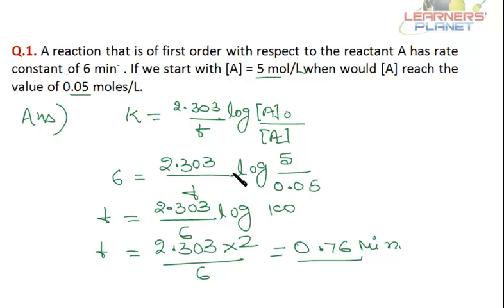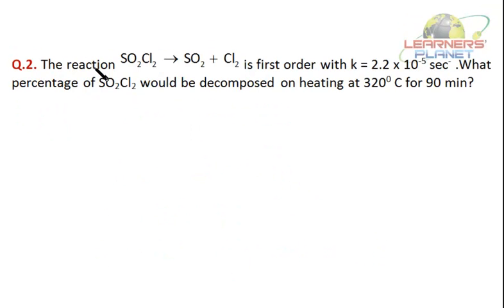Now let's take up our second question. The question here is the reaction of sulfuryl chloride, that is SO2Cl2, dissociating giving SO2 and Cl2, that is sulfur dioxide and chlorine. Sulfuryl chloride dissociates giving sulfur dioxide and chlorine, is a first order reaction with K 2.2 into 10 to the power minus 5 per second. What percentage of SO2Cl2 would be decomposed on heating at 320 degrees centigrade for 90 minutes?